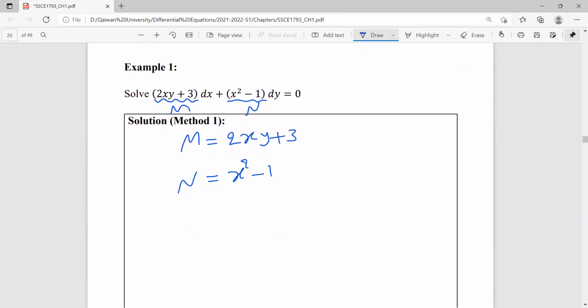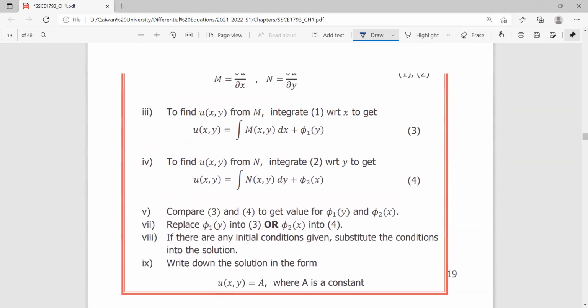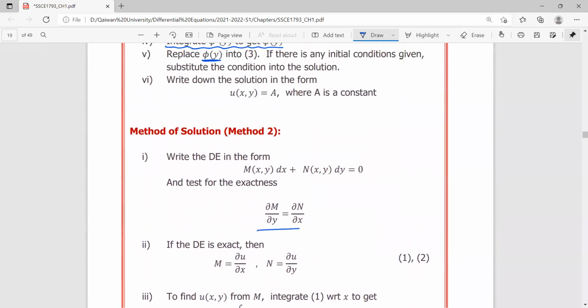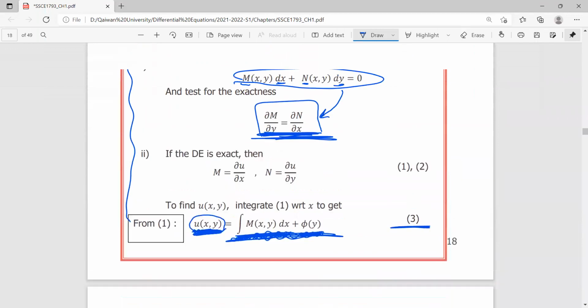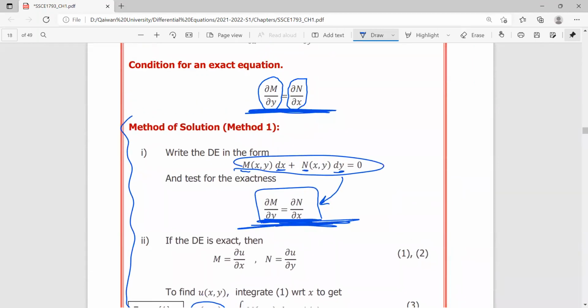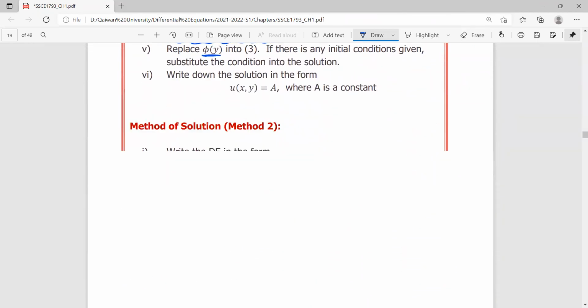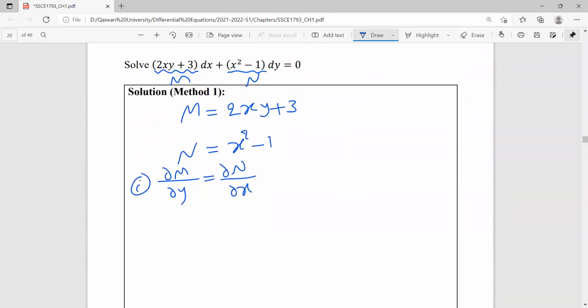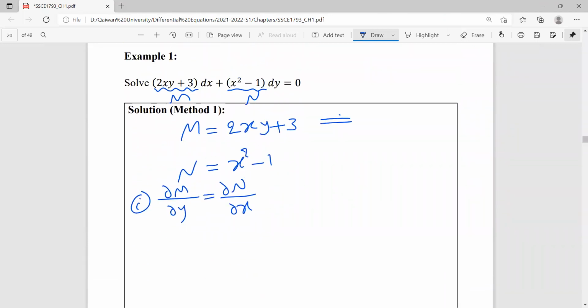Testing for exactness, we say partial m by partial y must equal partial n by partial x. As you see, it's written there. This is the condition to be exact or not. Let's first find partial m by partial y.